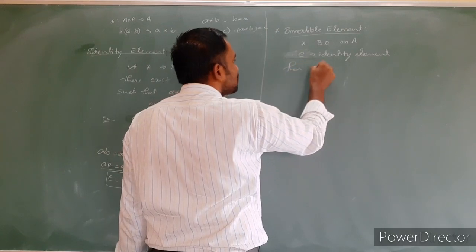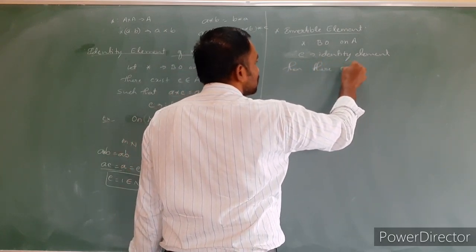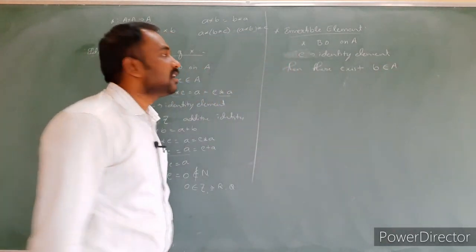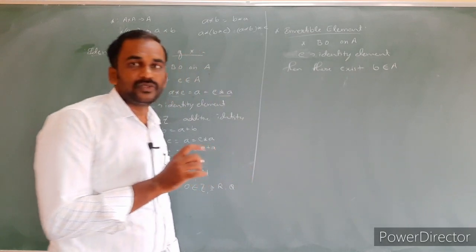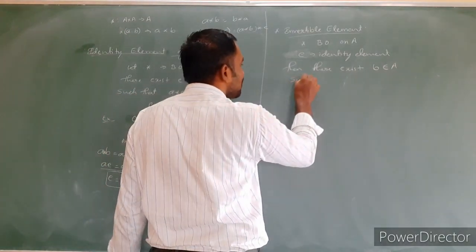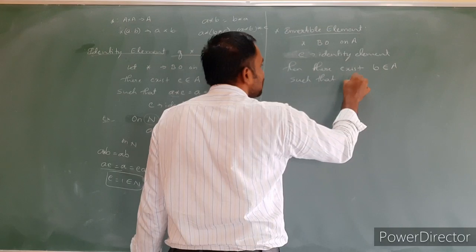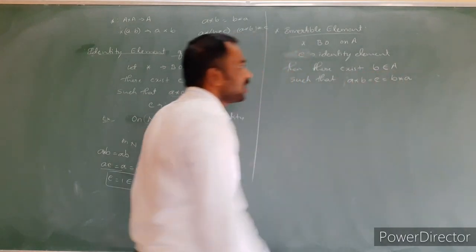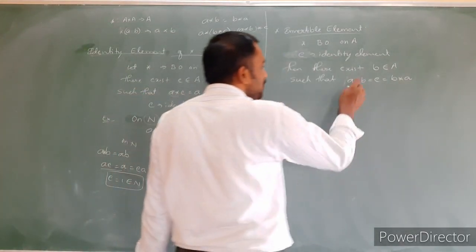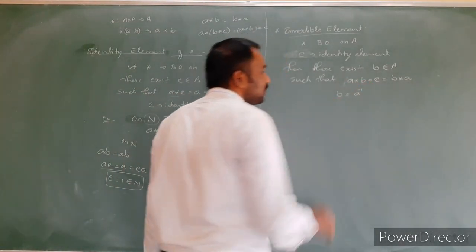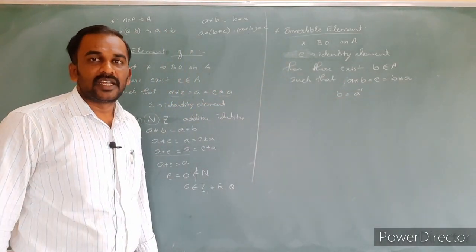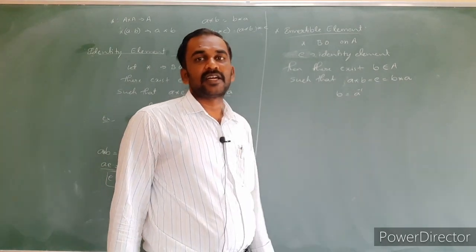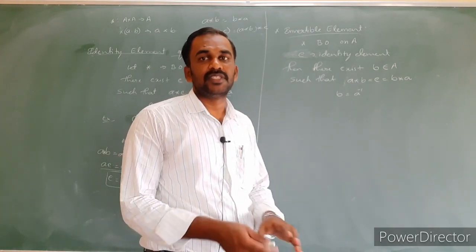Then there exists another element B which is also present in the given set A. How does this element B exist? In such a way that A star B is equal to E, as well as B star A is equal to E. Then B is the required inverse of the element A, which is denoted by A power minus 1 and read as A inverse. This is the definition of the invertible element.